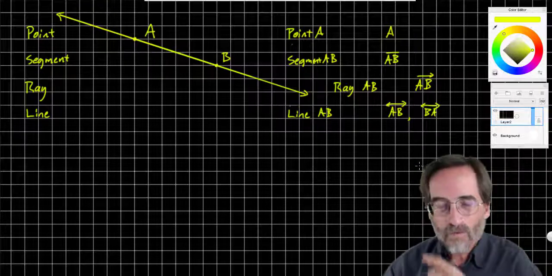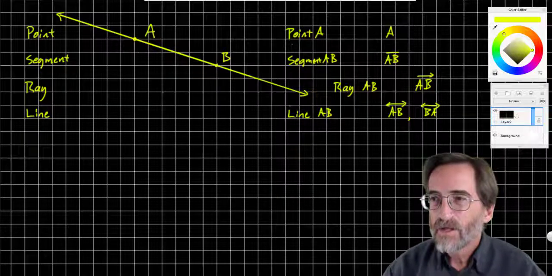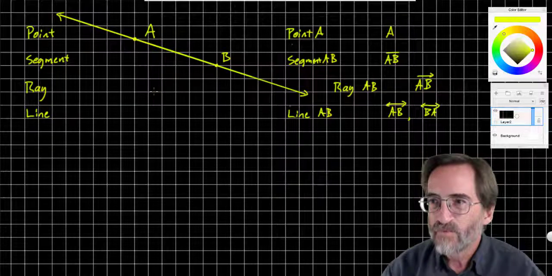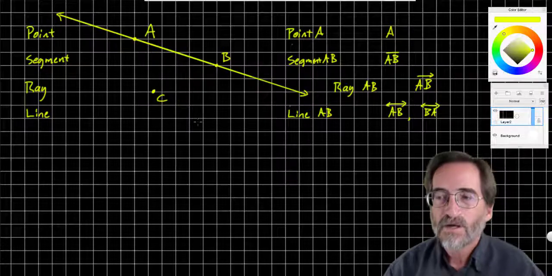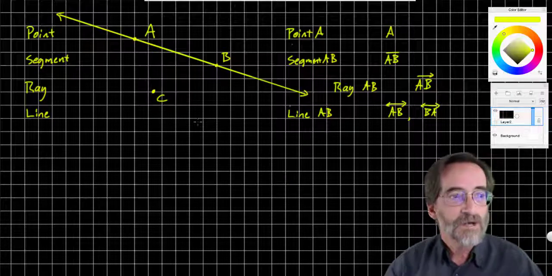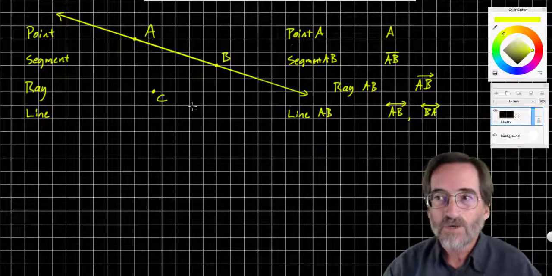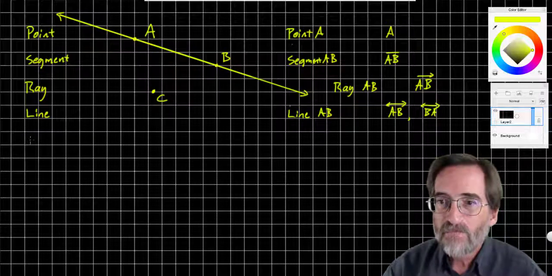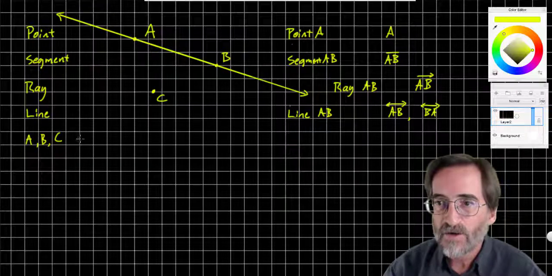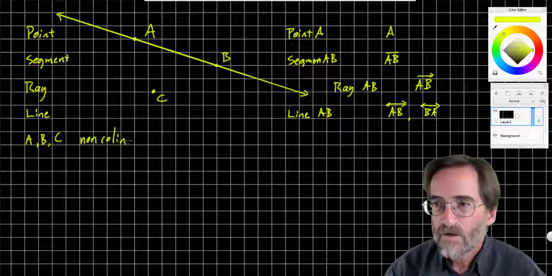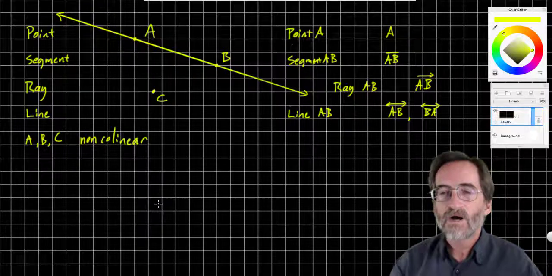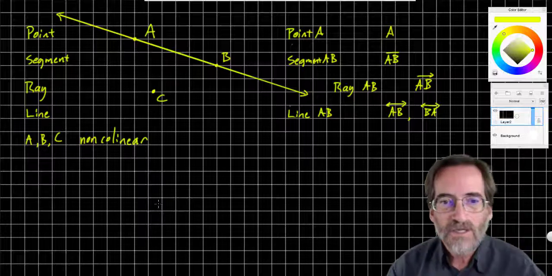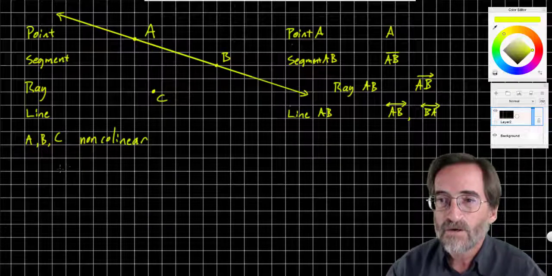Okay, one more concept we want to represent. I want to put a point over here, call it C. Note that A, B, and C are not on the same line. I cannot draw a single line that passes through all 3 points. So A, B, and C are said to be non-collinear. They are not in the same line.